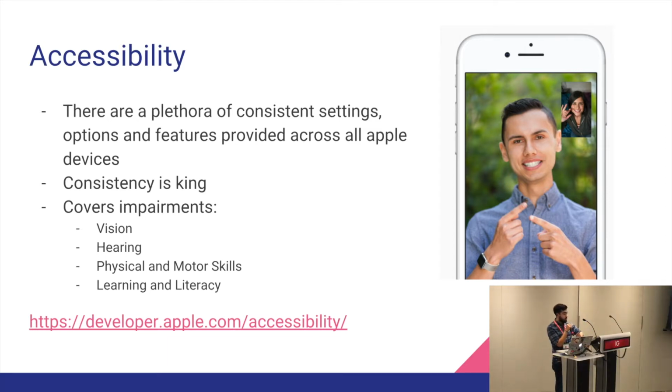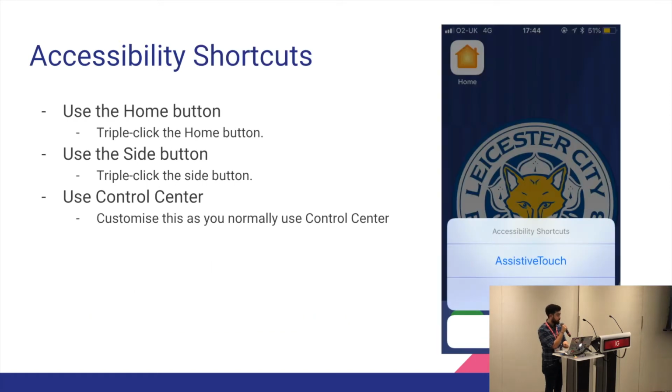Apple covers a whole wide range of impairments, so everything from vision to hearing to physical and motor, as well as things like learning and literacy. Apple have a whole section of their website dedicated to accessibility, so you can have a look about all the different things that they provide. And it's really worth taking a look, even if you don't use it on a day-to-day basis.